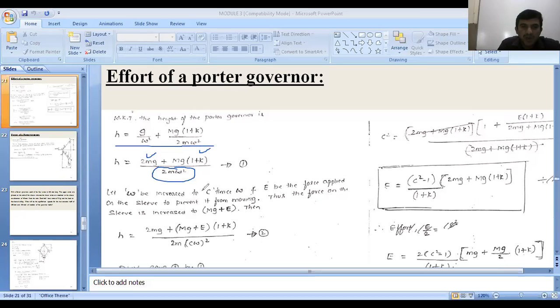Once you call it equation number 1, now when the sleeve moves upward, initially the angular velocity is omega, now increase that angular velocity from omega.